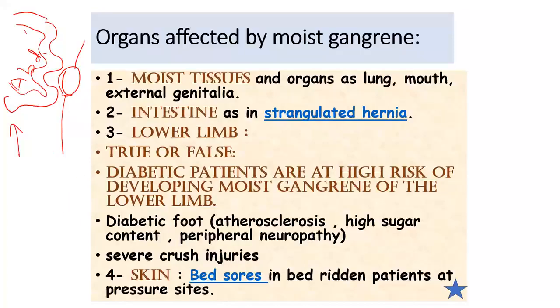Organs affected by moist gangrene. We have moist tissues and organs such as lung, mouth, external genitalia. They have access to the external environment. They can develop gangrene due to presence of excessive moisture, so they develop moist gangrene. Intestine, as in cases of strangulated hernia.